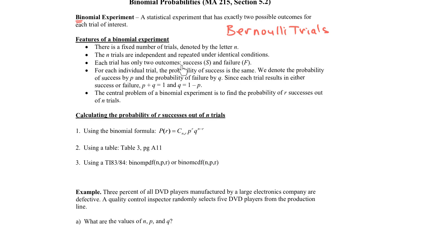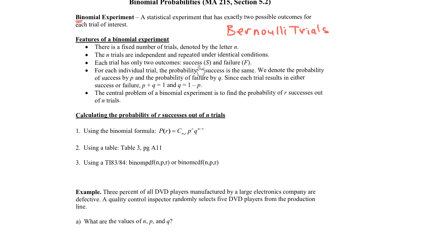Each trial has only two outcomes, success and failure. This is where we have to divorce the meaning of these words a little bit. Success in this context doesn't necessarily mean something good. It just means you found what you were looking for. Maybe you're going to flip a coin 10 times and count the number of heads. Every time it lands heads, that would be a success, and when it lands tails, it's a failure, right? It doesn't mean, oh, I failed, I'm sad. It's not like that at all.